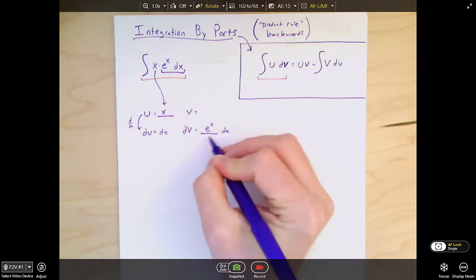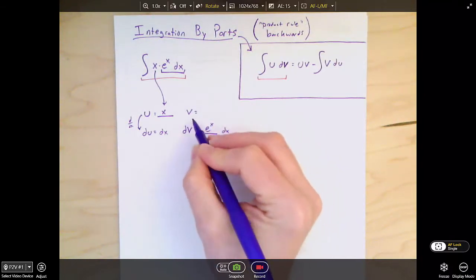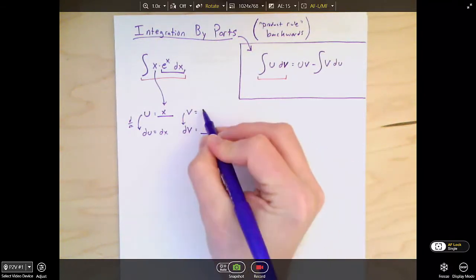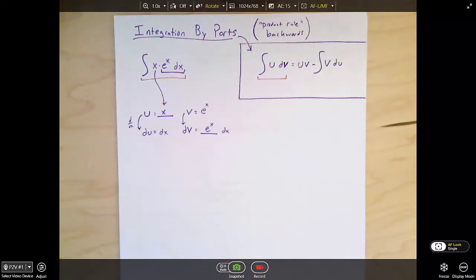All right, so here's my differential. Where did this come from? This came from taking the derivative of my v function. So here my v function must have been e to the x, because that's what's going to give me the differential there.